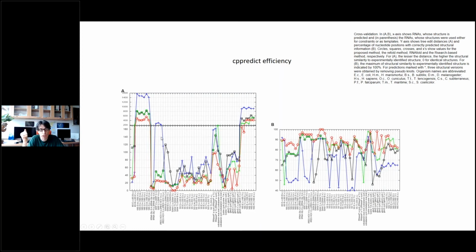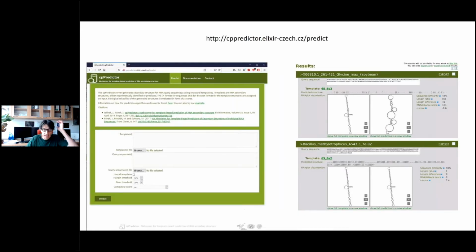RNAfold predicted worse, but it's expected because it uses only a query sequence as its input. But anyway, cpPredict performed better, even better than the refold method or the RNA search method that use the same amount of input information. That's what we wanted.